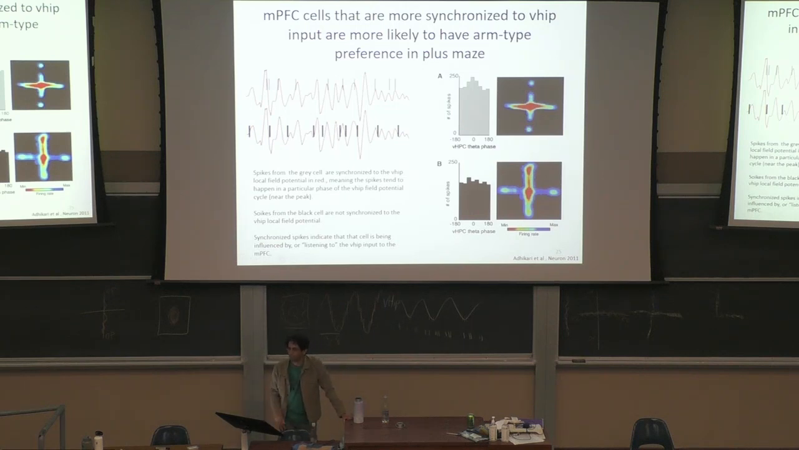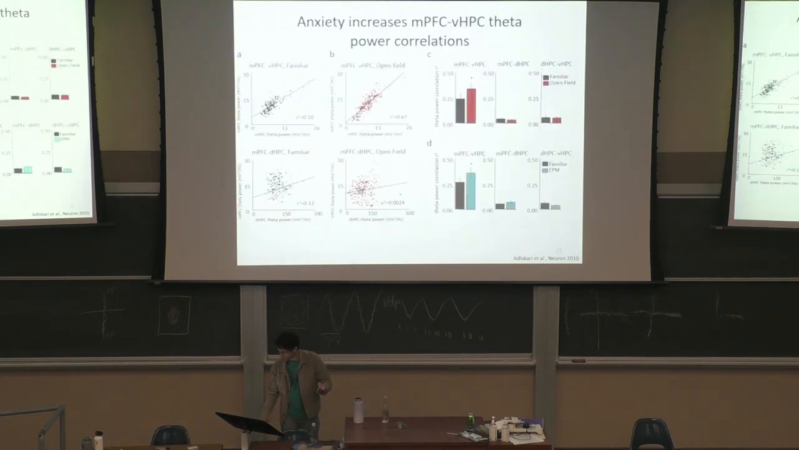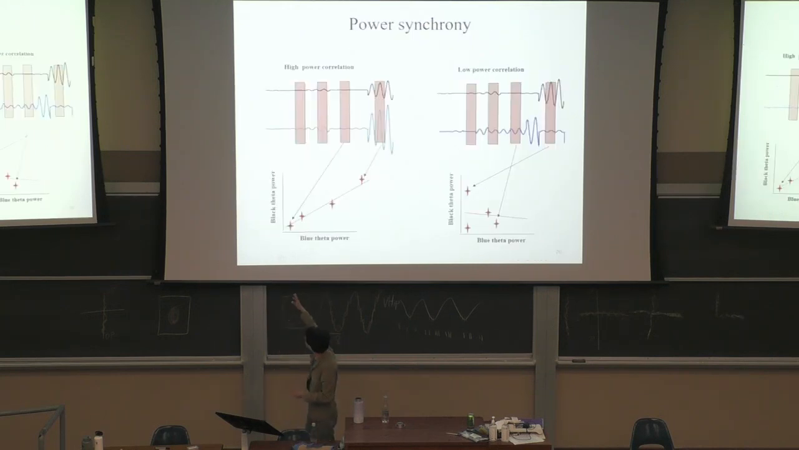When you say more synchronized to the ventral hippocampus, that means more theta power? There are two different things that happen. One is this, which is that the sizes of the theta oscillations in both regions become more correlated in the elevated plus maze compared to the home cage, which is shown here. So in the safe environment they have a lower power correlation, and in the anxiety-provoking environment, a bigger power correlation.